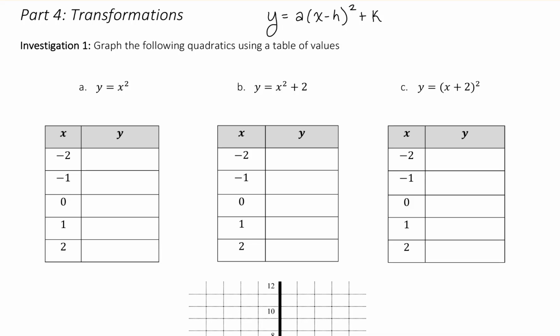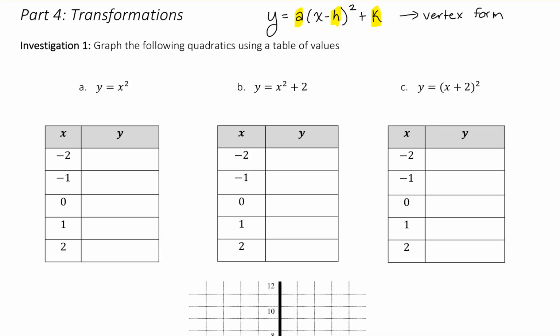y equals a(x minus h) squared plus k. This is our vertex form equation. Each of these constants, a, h, and k, control how we transform our graph or how we move our graph on our grid. We're going to look at those separately and then bring it all together at the end.